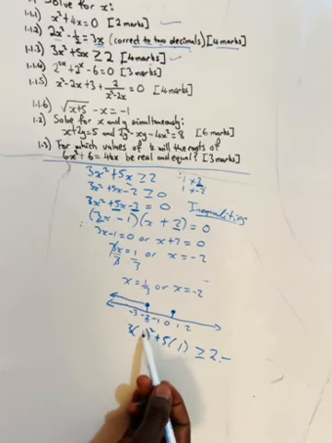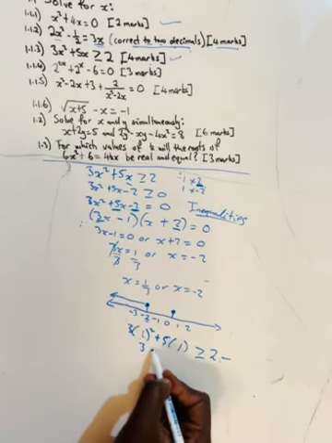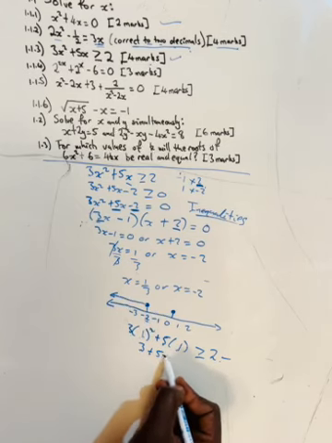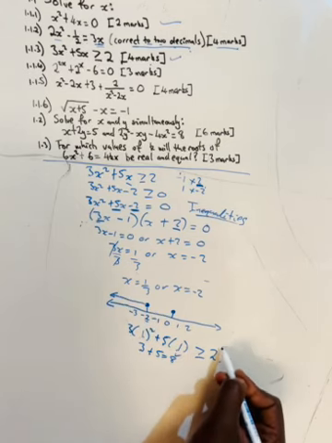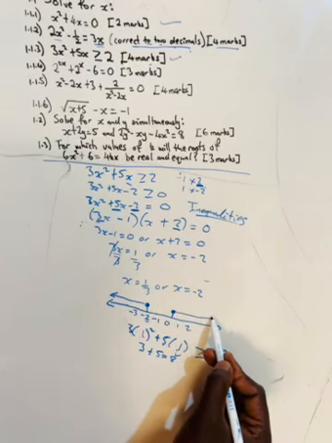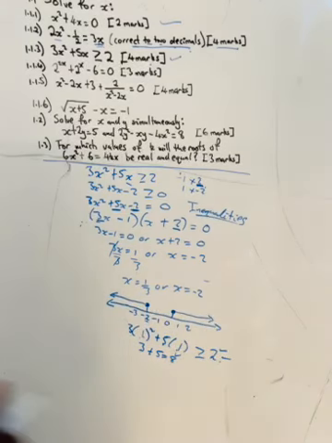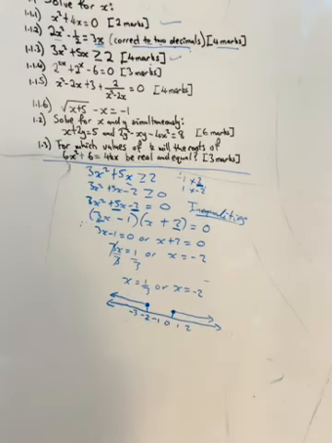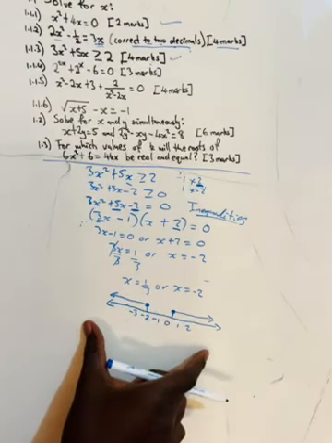1 squared is 1, and 1 times 3, that is 3, plus 5 times 1, that is 5, and 3 plus 5 is equal to 8, and 8 is more than 2. So which means that my solutions are also on that side. Now that I have represented it on the number line, how could I have represented this in interval notation?